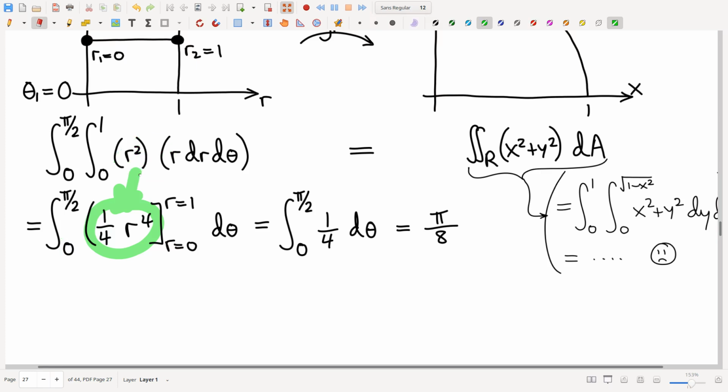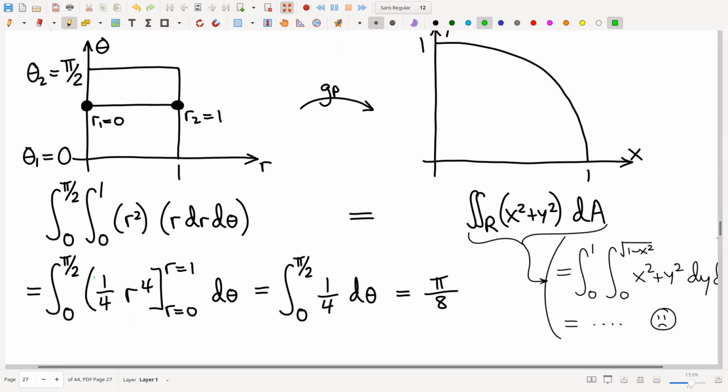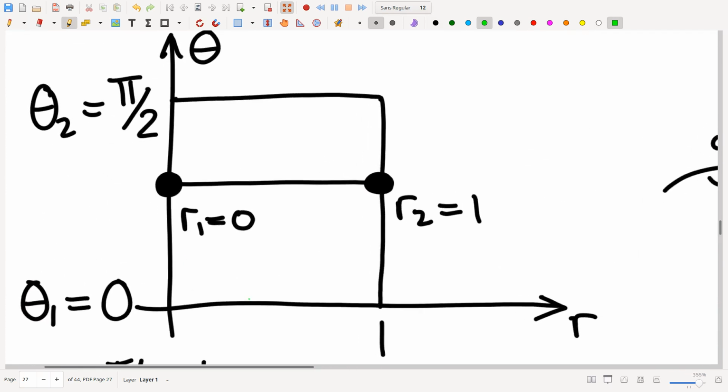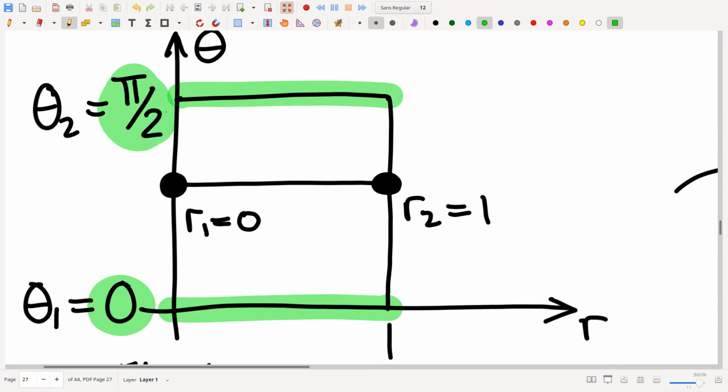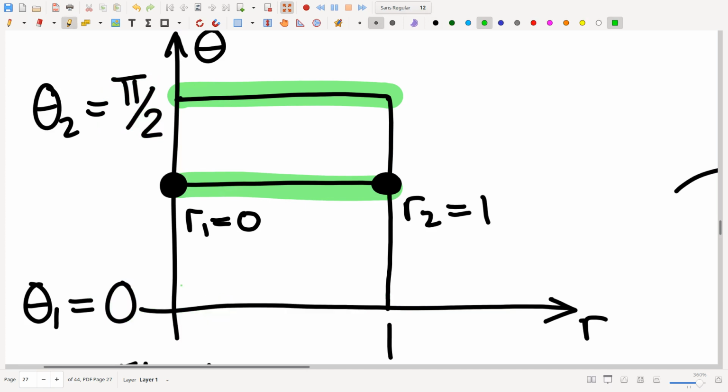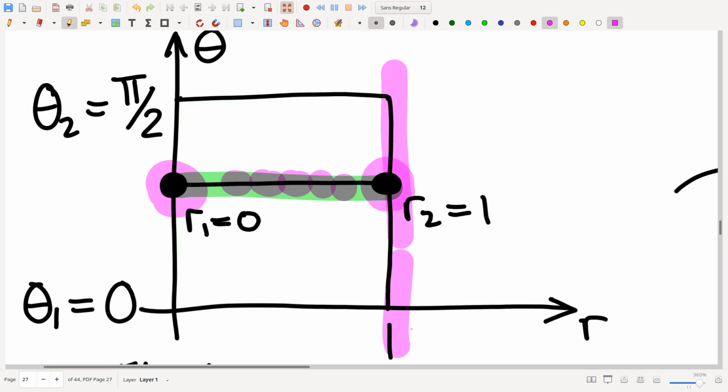All right. Now let me point out one other thing that happened here. Looking at this pullback domain, notice I had to do the appropriate slicing. So theta starts at 0, theta ends at pi over 2, and then I have to focus on a given theta slice. And on that theta slice, I notice that r starts at 0 and then ends at 1. Okay.